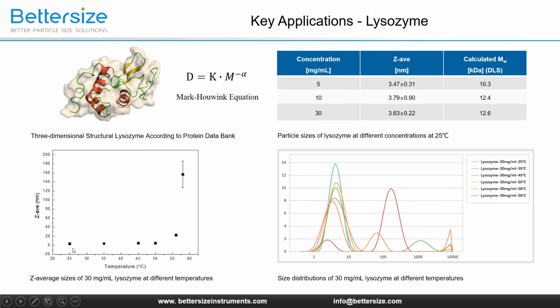The Z-average mean of lysosome was stable at various temperatures below 50 degrees, while they increased dramatically when temperature exceeded about 50 degrees due to a structural change caused by the denaturation of lysosome at high temperature, and consequently the generation of aggregates. As shown in the size distributions, the particle size of lysosome was initially small and had a narrow distribution at room temperature, whereas large lysosome aggregates were formed due to protein denaturation at high temperatures.